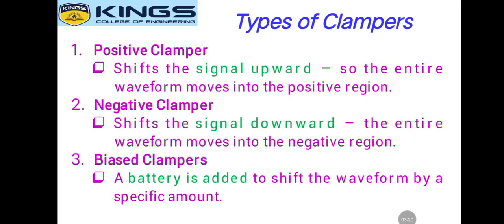Types of clampers. Three types of clampers are there: positive clamper, negative clamper, biased clamper. A positive clamper shifts the signal upward, so the entire waveform moves into the positive region. A negative clamper shifts the signal downward, and the entire waveform moves into the negative region. Biased clamper: a battery is added to shift the waveform by a specific amount.